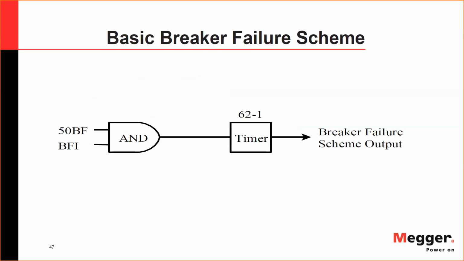Now, the basic scheme for the breaker failure function: you will have the BFI, which is the initiation of the breaker failure, which is usually related to any trip command coming from the relay itself or from an external trip. And the 50BF element, which is the undercurrent element. Both of them need to be available to operate the breaker failure, to not reset the breaker failure.